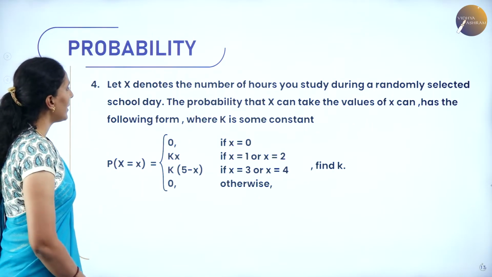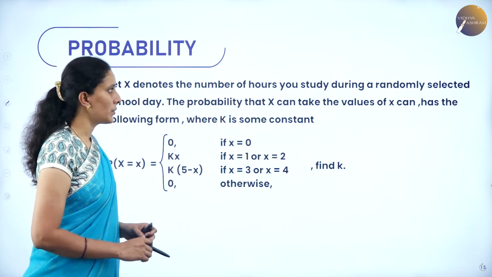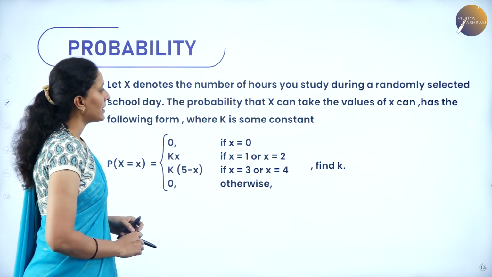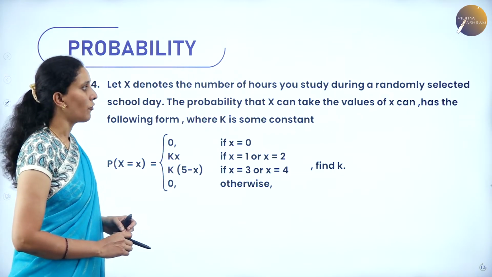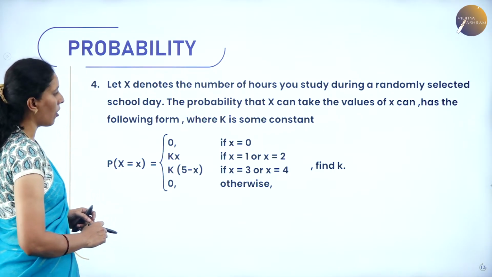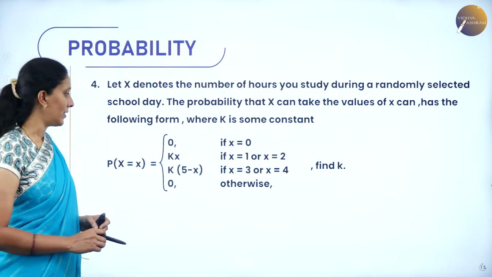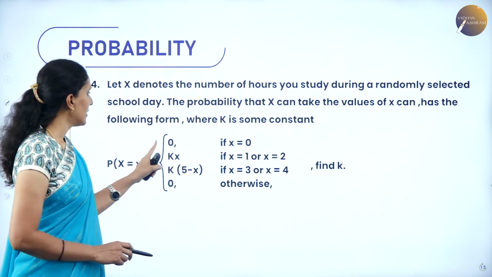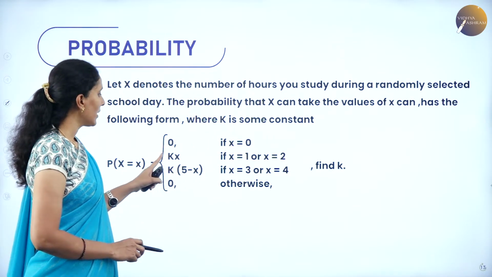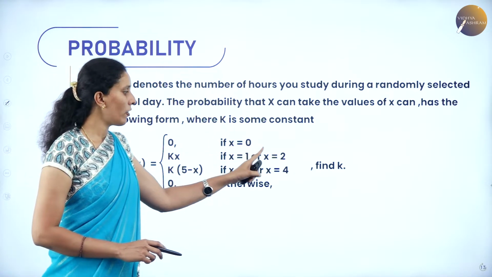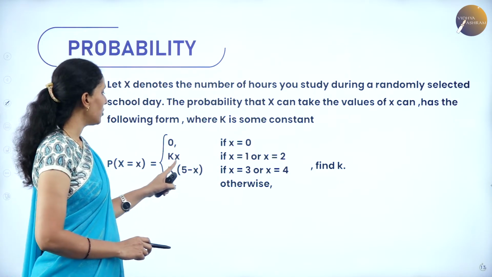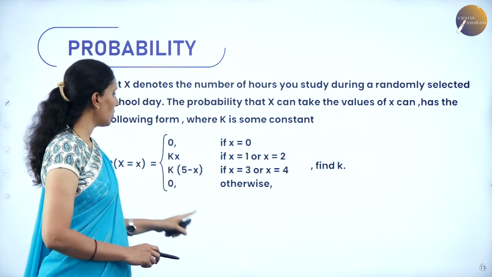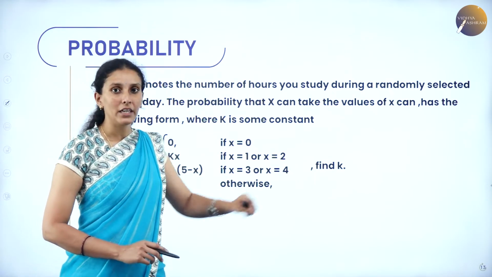Next, let X denote the number of hours you study during a randomly selected school day. The probability that X can take the values has the following form, where k is some constant. The probability value is 0 if x is 0, kx if x is equal to 1 or x is equal to 2, k into (5 minus x) if x is equal to 3 or x is equal to 4, and 0 otherwise. Find k.